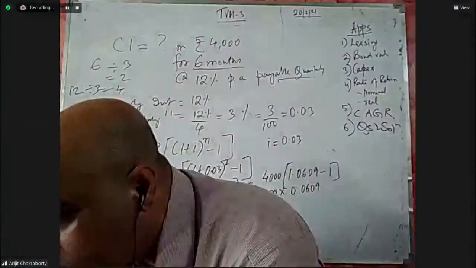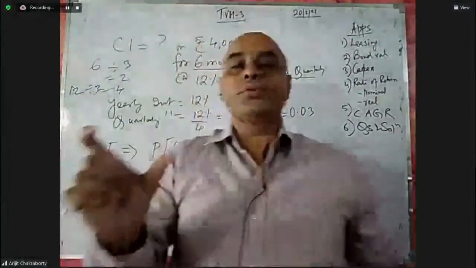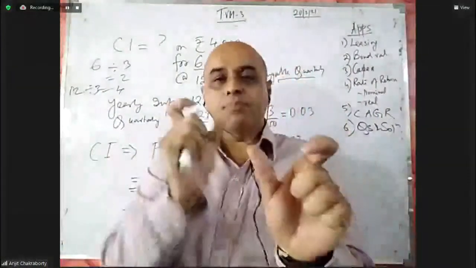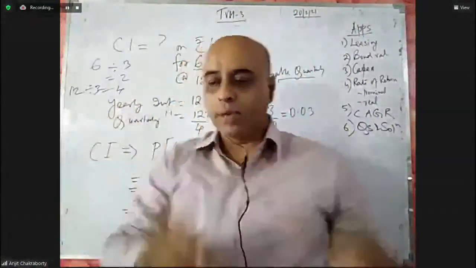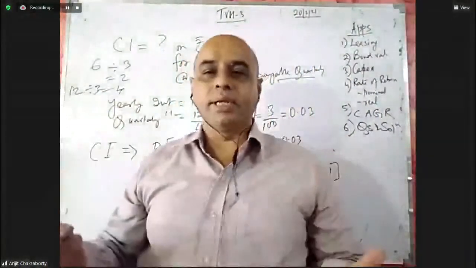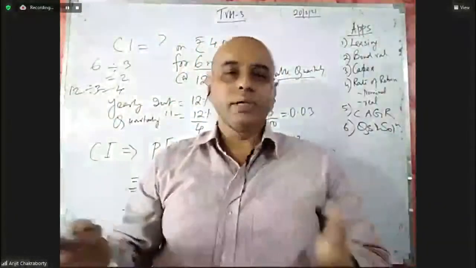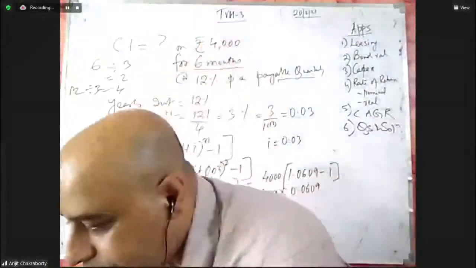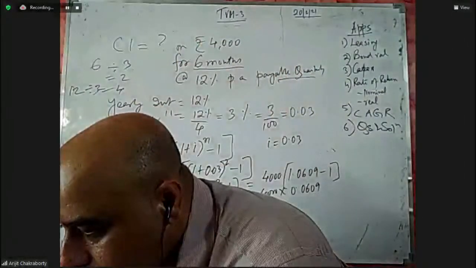Vishwabandhu Mohanty, you have said 4243. 4243 is the amount, right? But the compound interest is what? Principal plus compound interest gives you the amount. You have got 4243, which is basically the amount. But from there, you have to deduct the principal so that you get the compound interest, right?